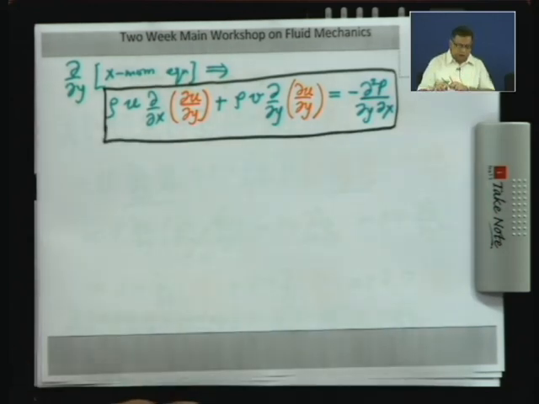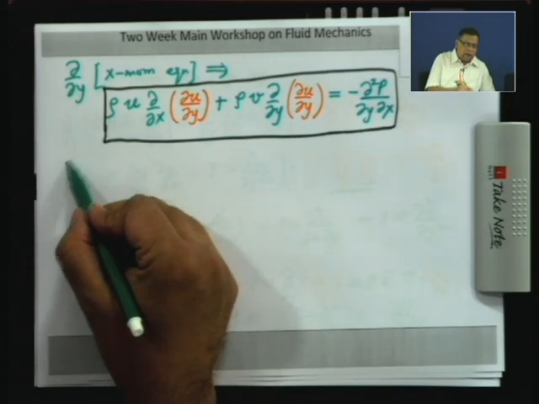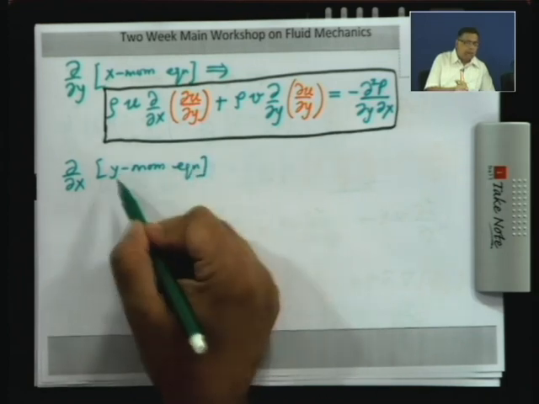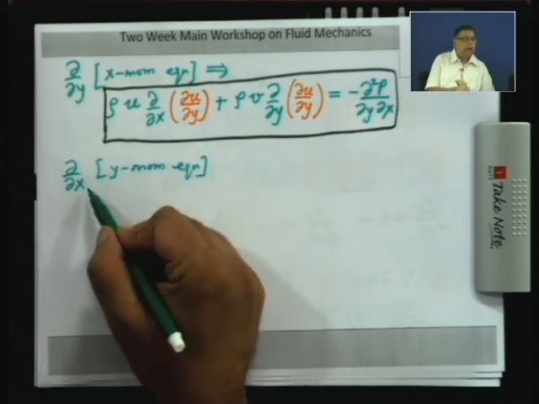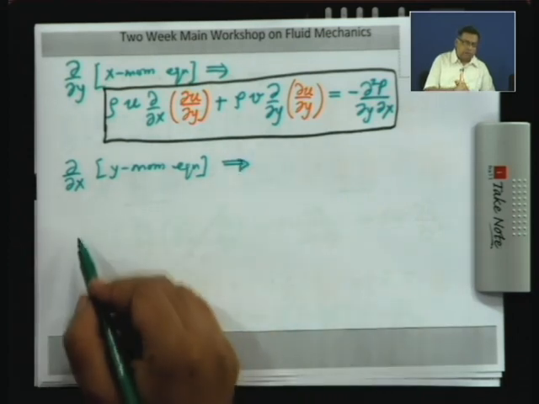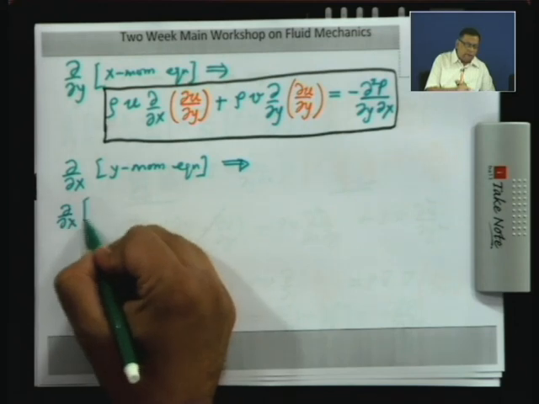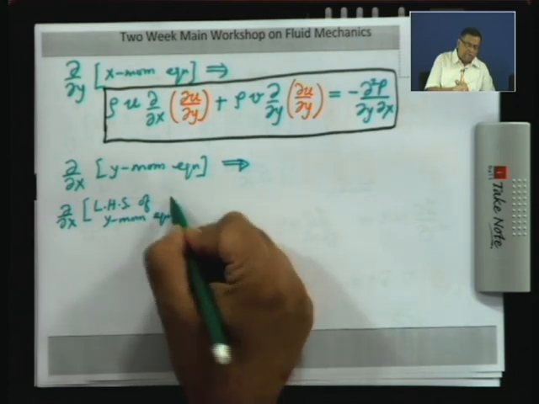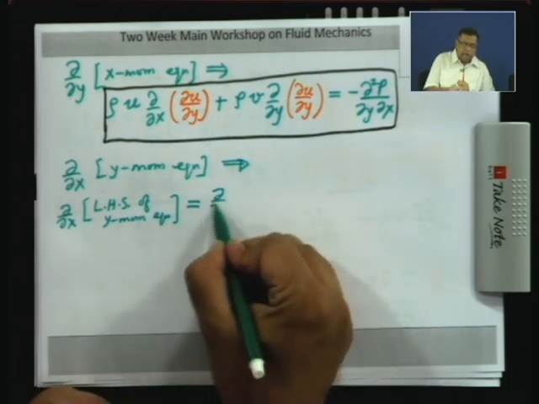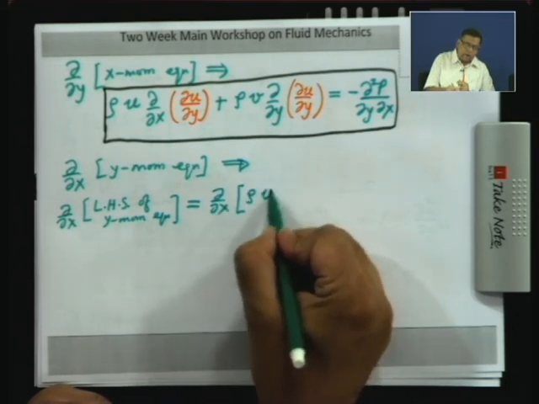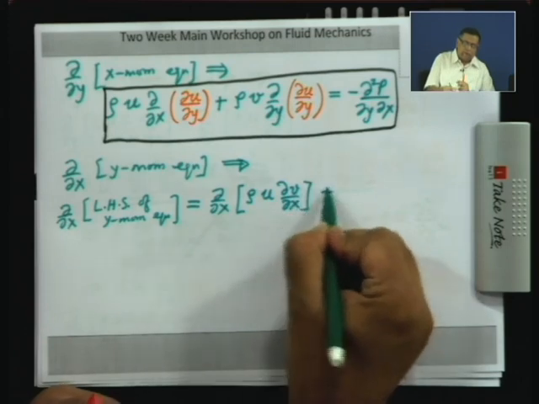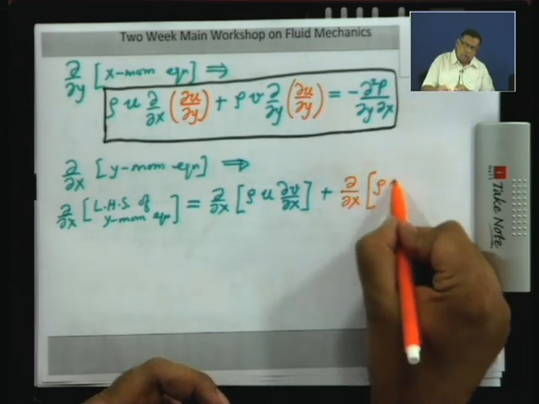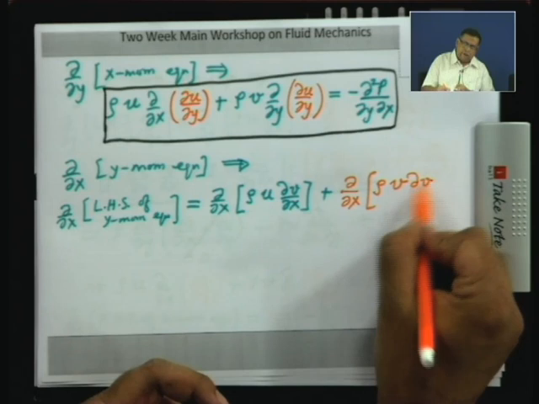Now, what we will do is we will look at ∂/∂x of the y momentum equation. So, we will take the y momentum equation and differentiate it with respect to the other coordinate x, and let us see what you get. Now, ∂/∂x of the left hand side of the y momentum equation will be ∂/∂x of ρu ∂v/∂x plus ∂/∂x of ρv ∂v/∂y.